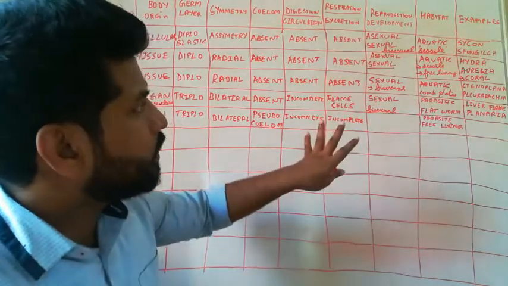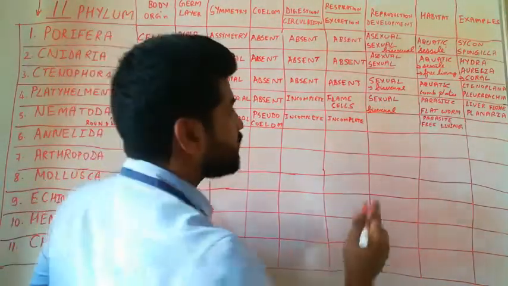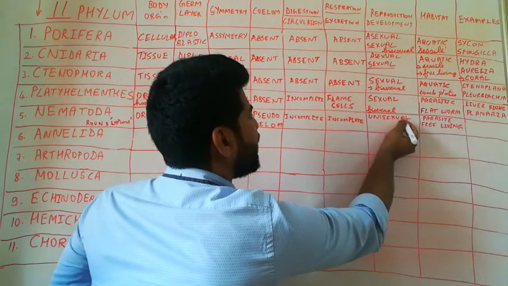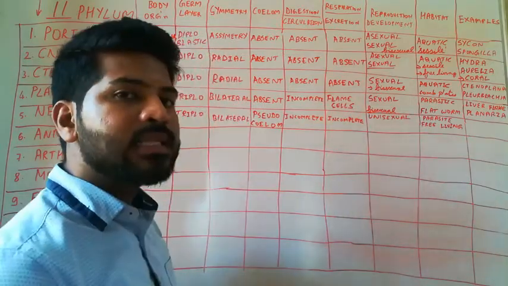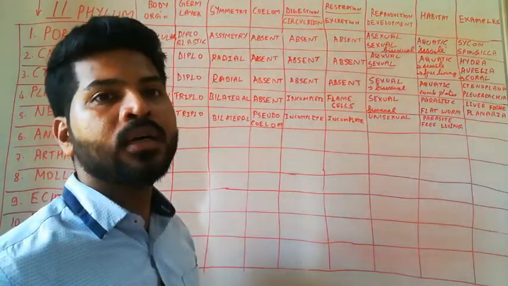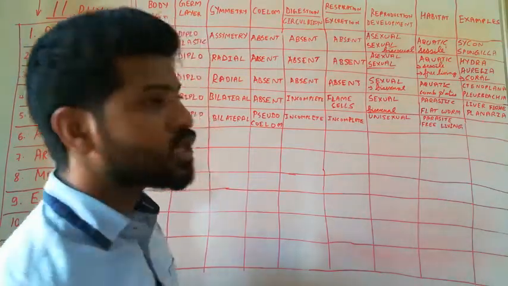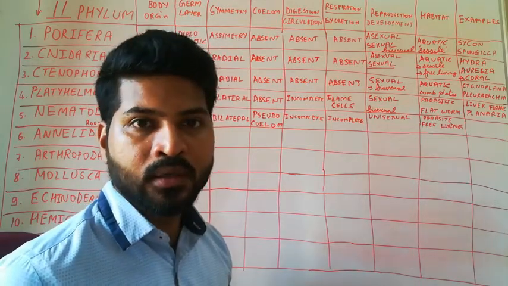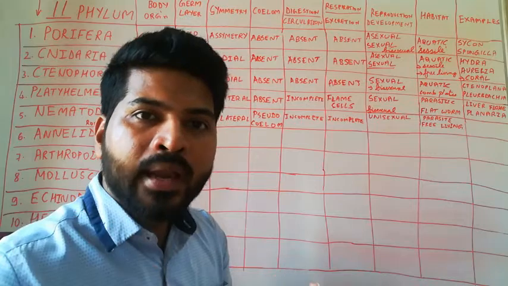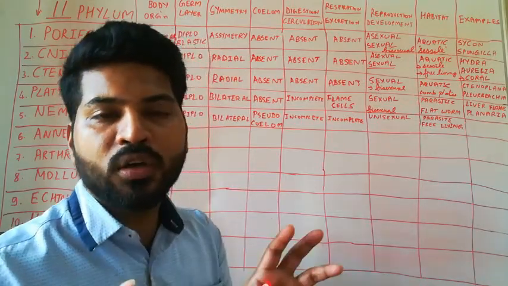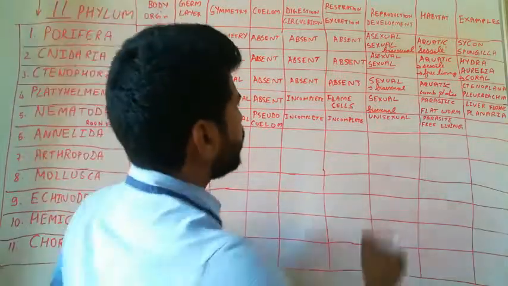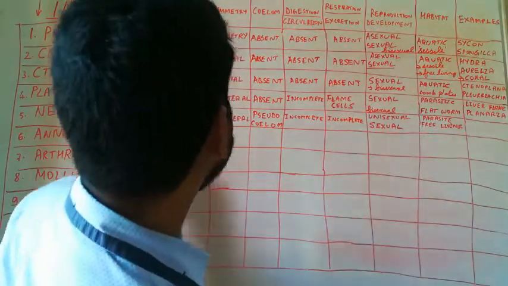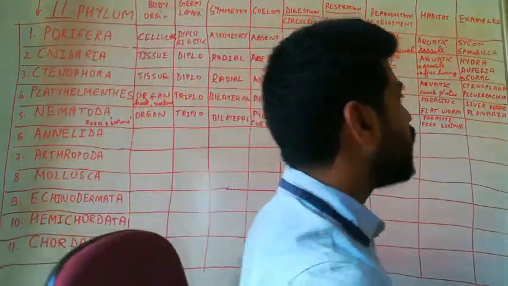The male and female are distinct, so these are unisexual organisms. They have a separate male and they have separate female. Females are usually longer than the males. Fertilization is internal, development is indirect, but the larva and the adult look similar to each other. There is not much difference between. So we find sexual reproduction in Nematoda or the roundworms.